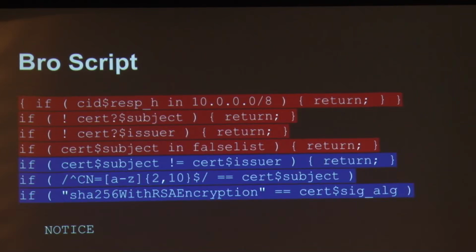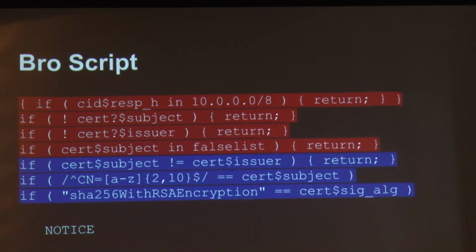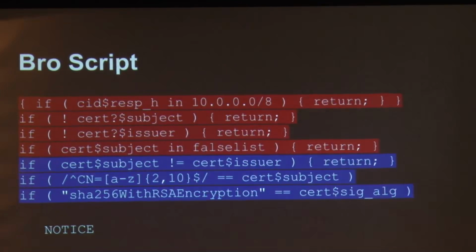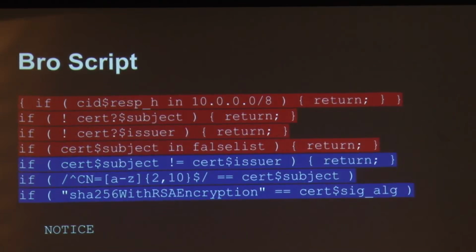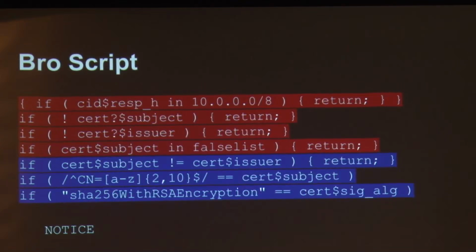And then the detection logic is just making sure the subject and the issuer are the same, that the subject is just CN equals, and then lowercase characters 2 to 10 of them, and then that's it. That's the whole cert subject. And that it's signed with SHA-256. And this works great.